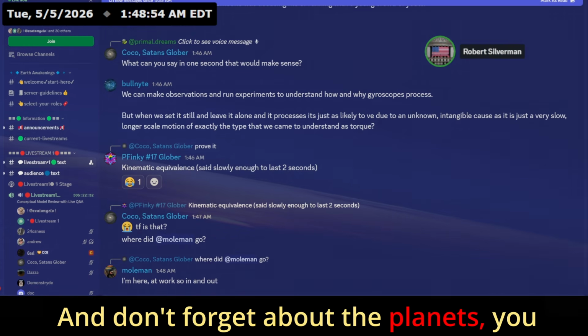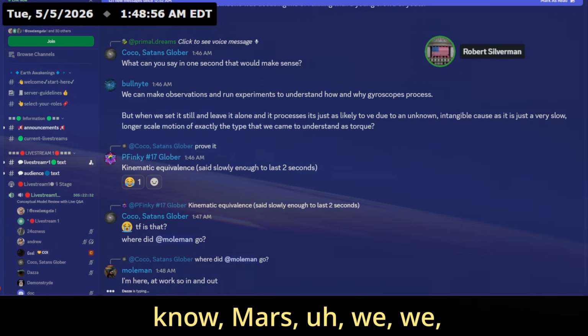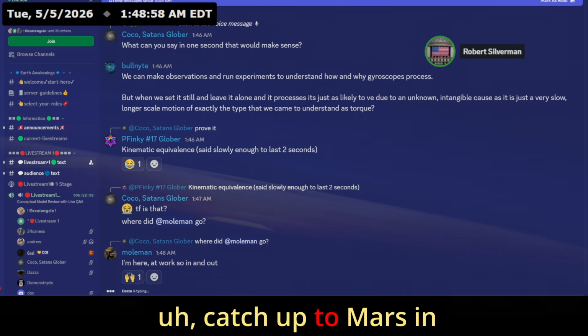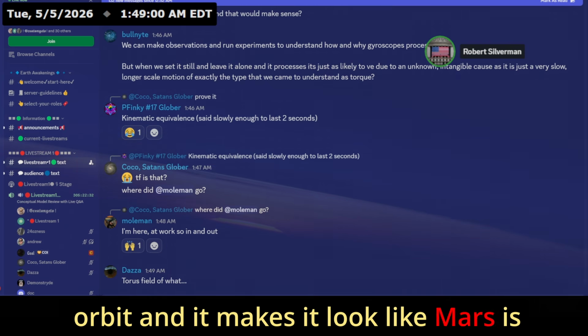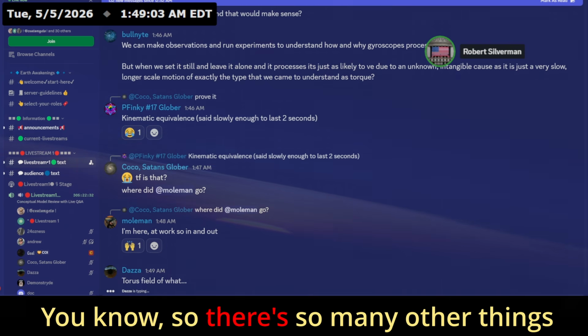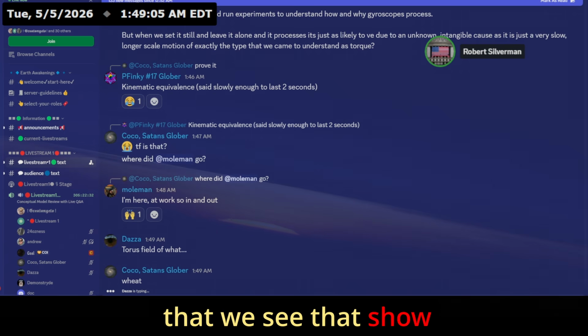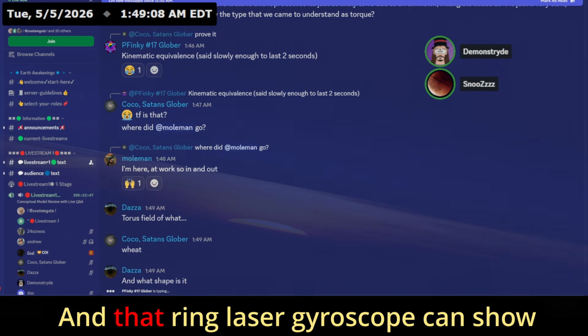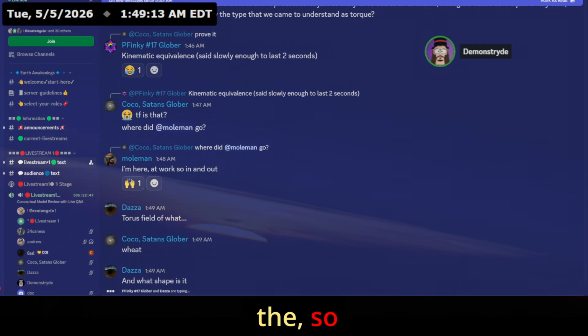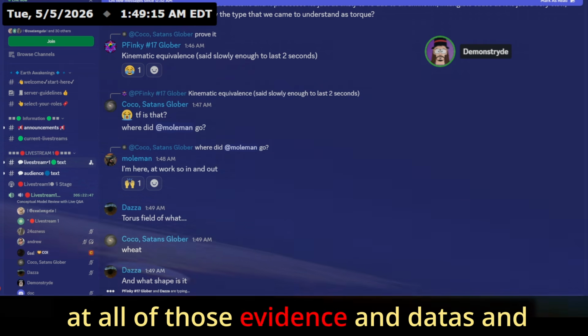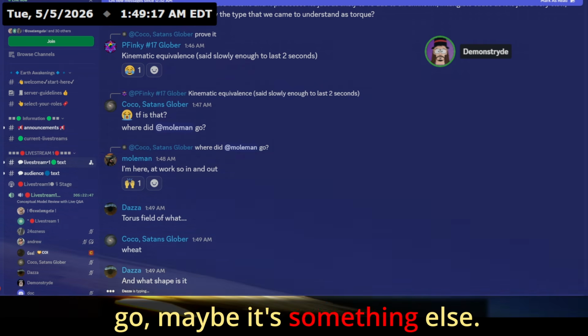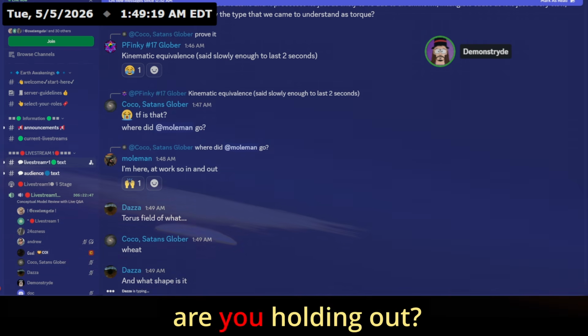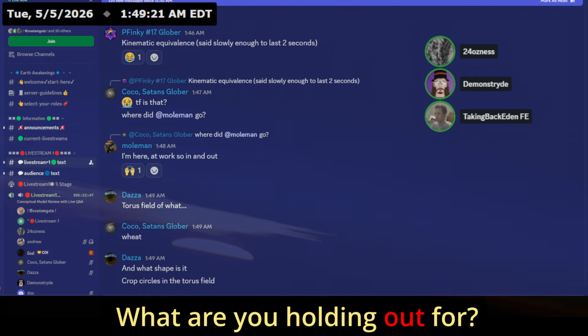And don't forget about the planets. We catch up to Mars in orbit, and it makes it look like Mars is going backwards for a second. So there's so many other things that we see that show that we're moving around. Exactly, and that ring laser gyroscope can show that rotation. So why look at all of that evidence and data and go, maybe it's something else? Why are you holding out? What are you holding out for, bro?